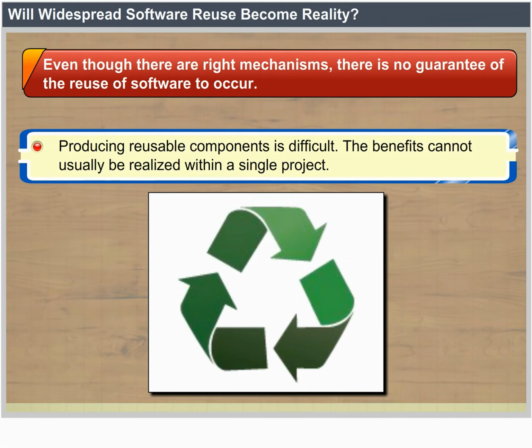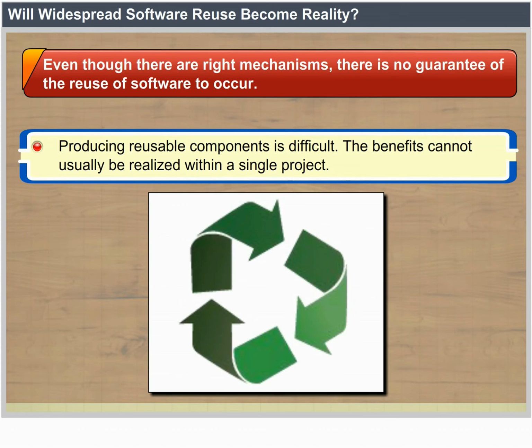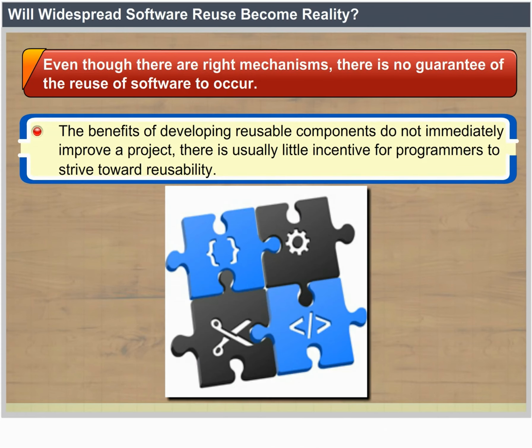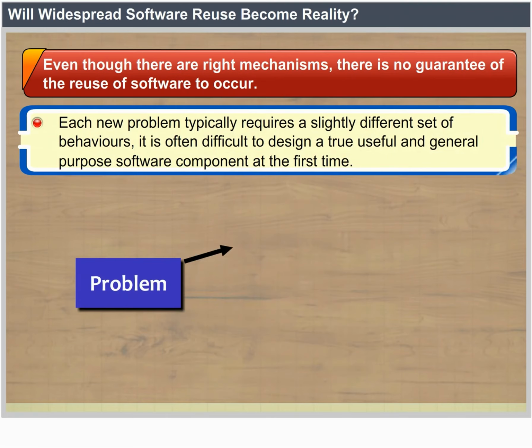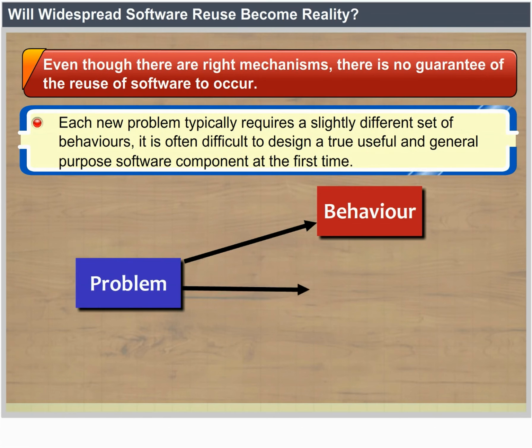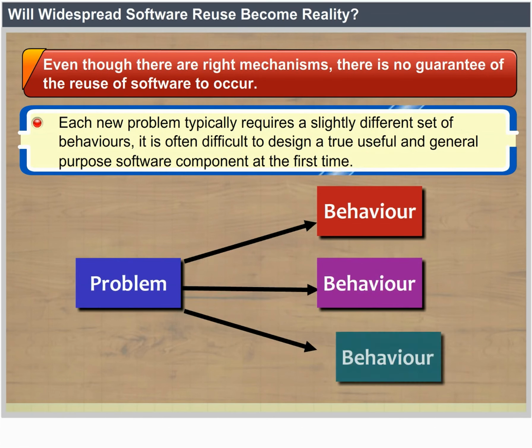The benefits cannot usually be realized within a single project. The benefits of developing reusable components do not immediately improve a project. There is usually little incentive for programmers to strive toward reusability. Each new problem typically requires a slightly different set of behaviors. It is often difficult to design a truly useful and general purpose software component the first time.